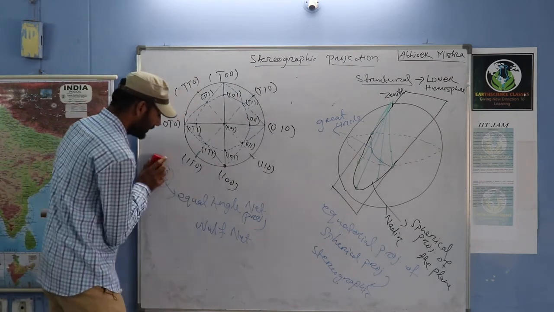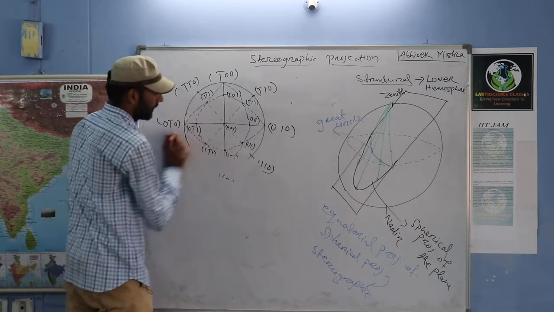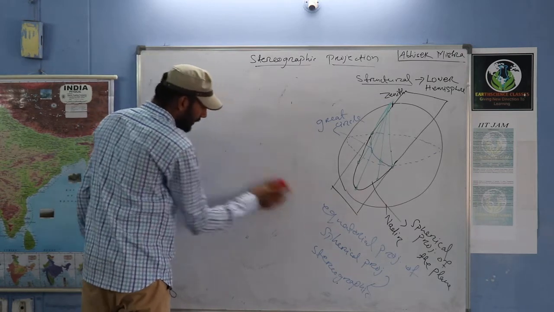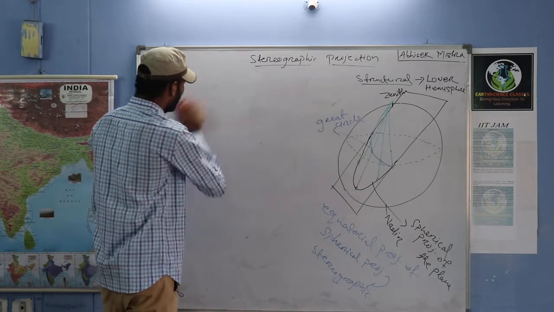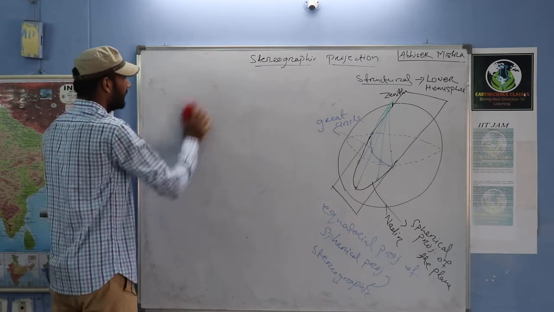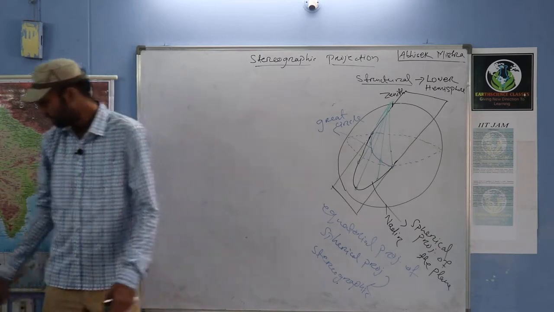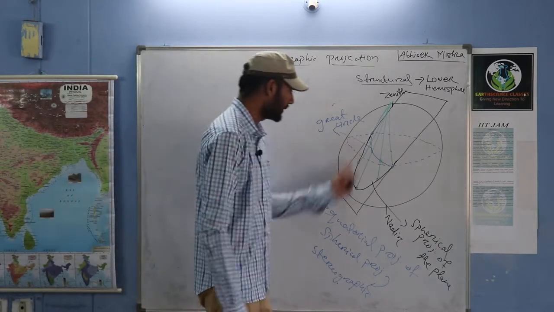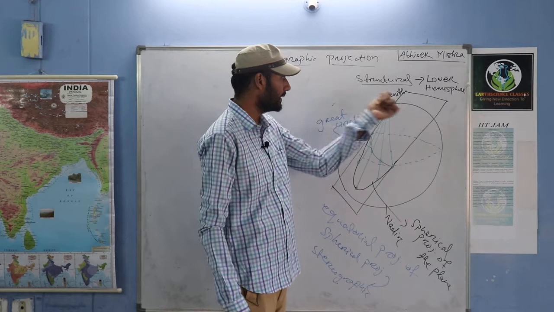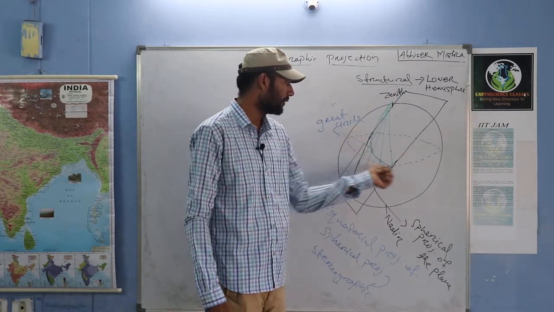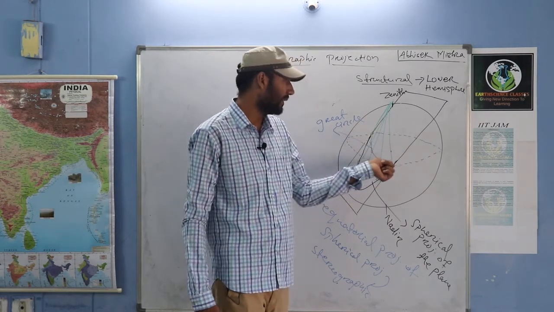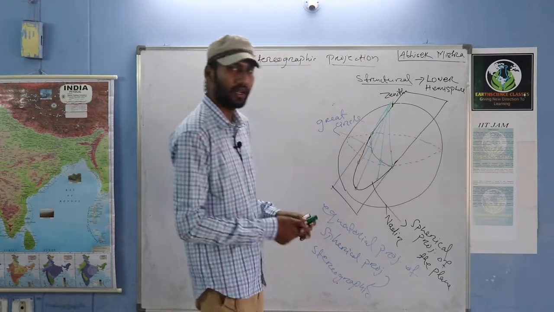Let me erase this one. So I guess all of you understood this. Now coming to structural, I have already told you, if I pass a structural feature, that will be a plane. If I pass a plane here, that will cut the lower hemisphere like this, an arc. Then I will join each point on the arc with the northern pole, or zenith. Then it will intersect the equatorial plane at some points.